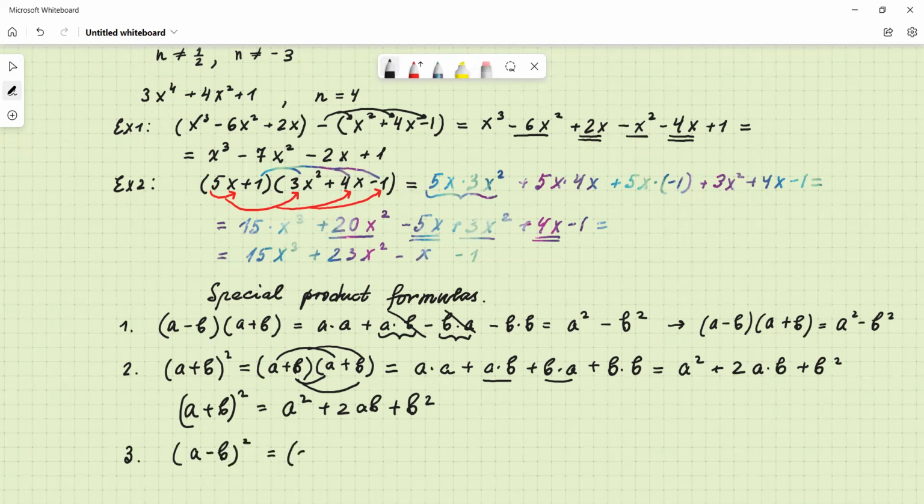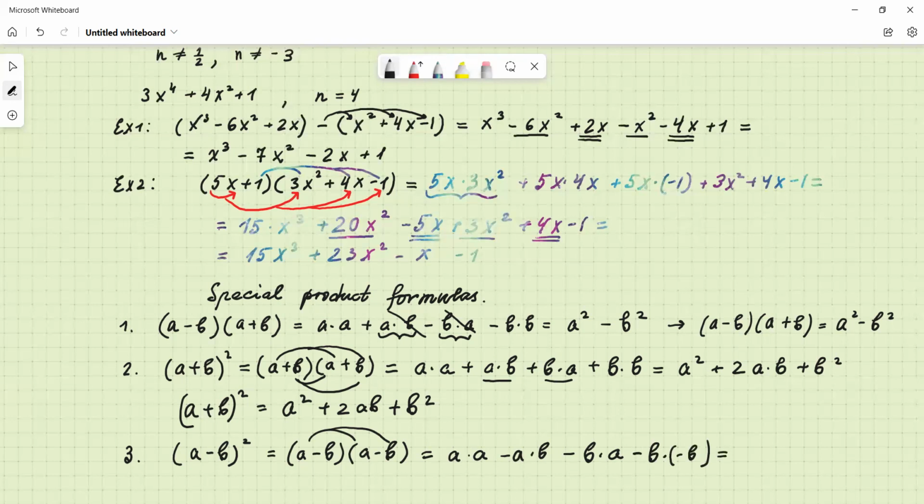Again, same: (a minus b) multiplied by (a minus b) is going to be equal to... I'm going to do just multiplication like I did before. a by a, then minus a by b. I put the minus in front of the b, in front of the whole thing. Then minus b by a and minus b by minus b, right?